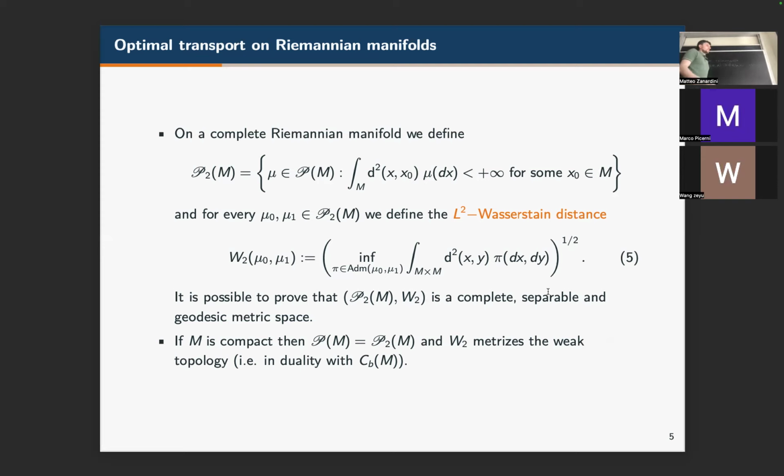Then we have another important property, that is to say, if M is a compact Riemannian manifold, notice that compactness for a metric space always implies completeness, so it is always complete. Then the distance is finite, so the space of probability measures coincides with P2 of M. Moreover, W2 metrizes the weak topology on the space of probability measures, that is to say the topology in duality with continuous and bounded functions.